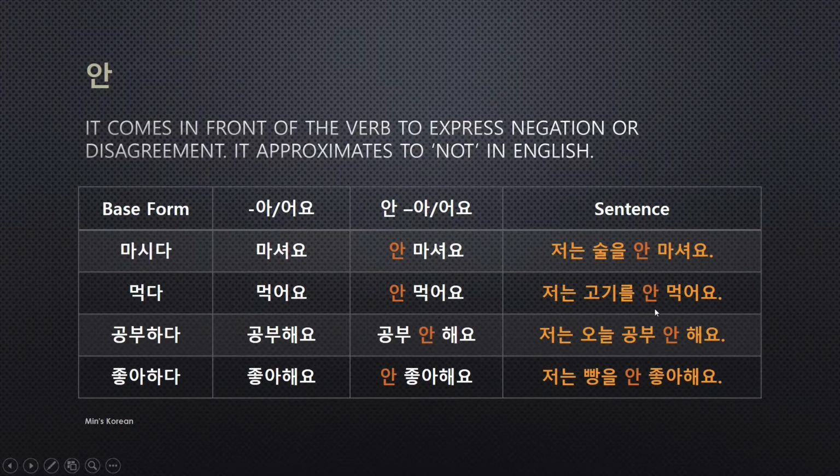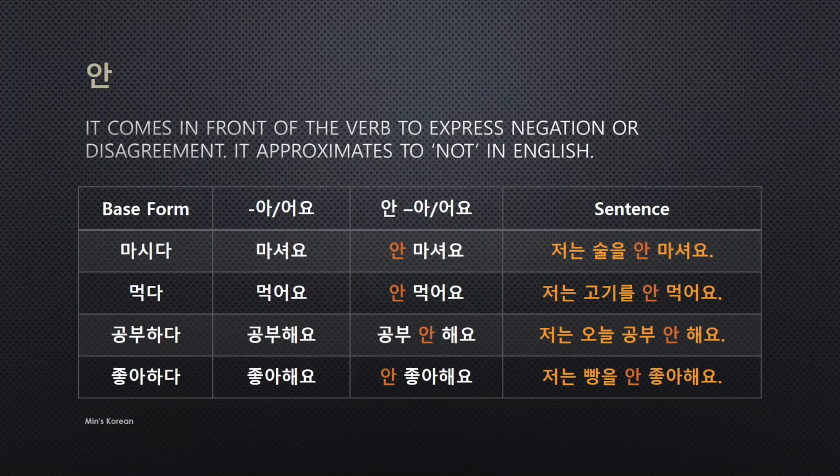자, what's the meaning? 저는 same, and 고기 is meat. So 고기를 안 먹어요. I do not eat meat. 저는 고기를 안 먹어요. Okay, next one. 공부하다. 자, 아요 어요 informal polite form 공부해요. And then, be careful. 공부하다 is noun plus other verb. So you have to put 안 between noun and 하다. So 공부 안 해요. Do not study. So please don't say 안 공부해요. 공부 안 해요.